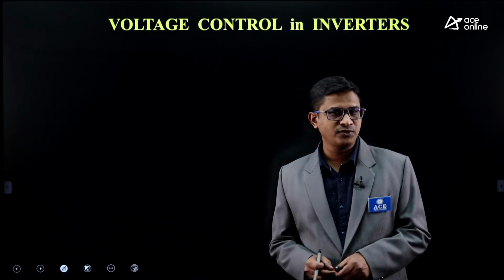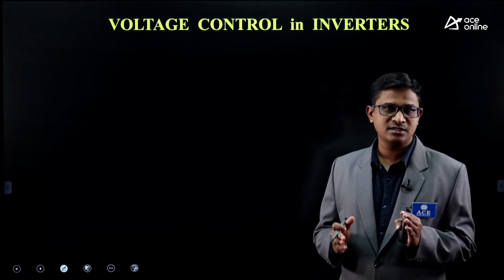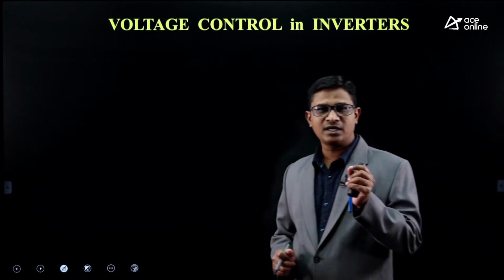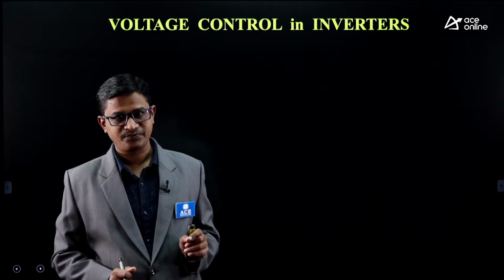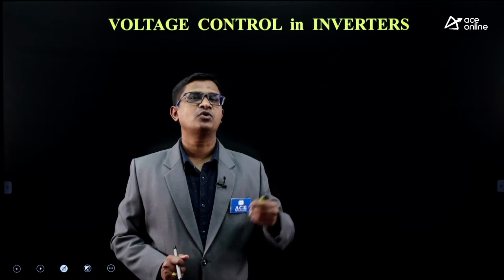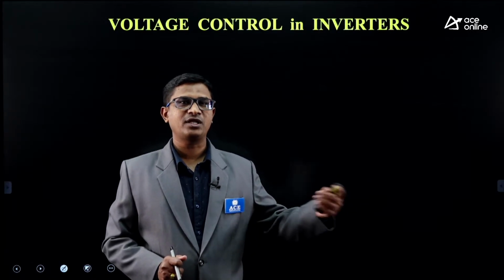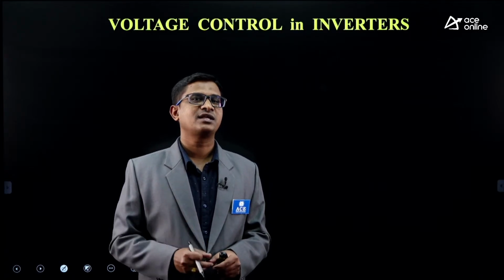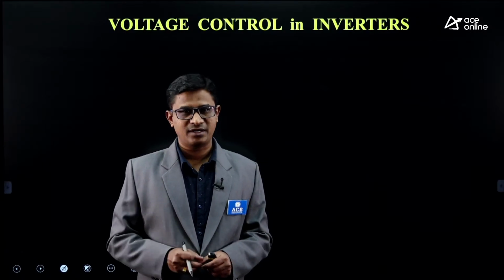Because if you check, the inverter is the circuitry that converts fixed DC to variable AC. The inverter gives the output in the form of variable voltage, variable frequency. So, if my inverter output voltage changes, then definitely the loads connected to the inverter circuitry, the functioning of those loads will be affected.